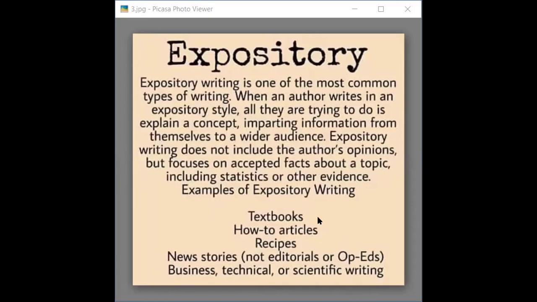Okay, so let's read again. Expository writing is one of the most common types of writing. When an author writes in an expository style, all they are trying to do is explain a concept, imparting information from themselves to a wider audience. Expository writing does not include the author's opinions. So remember this. It does not include the author's opinions, but focuses on accepted facts about a topic, including statistics or other evidence. So I hope you understand this.